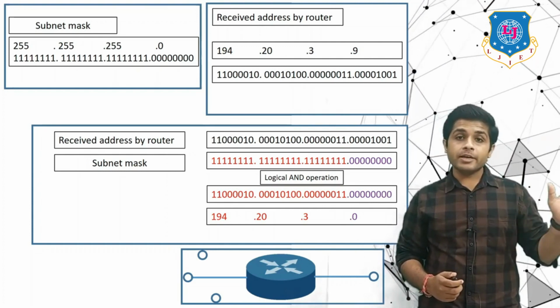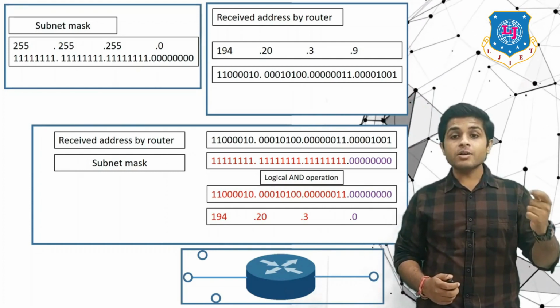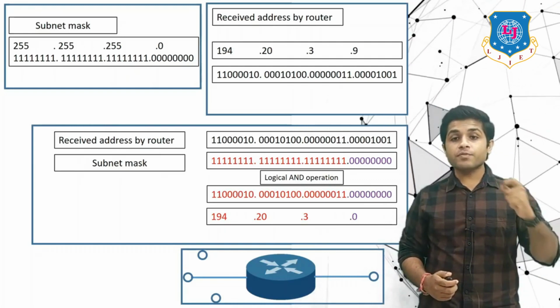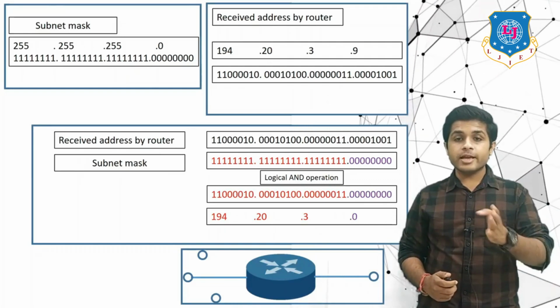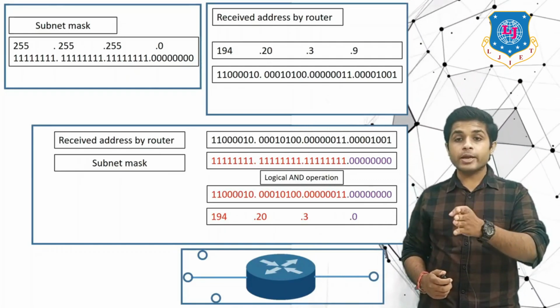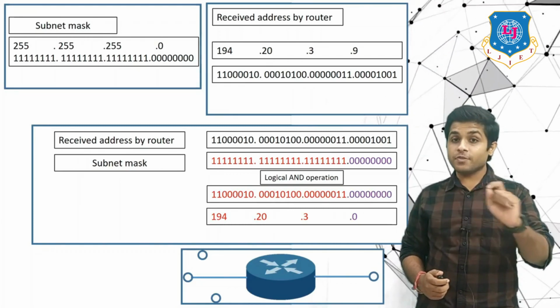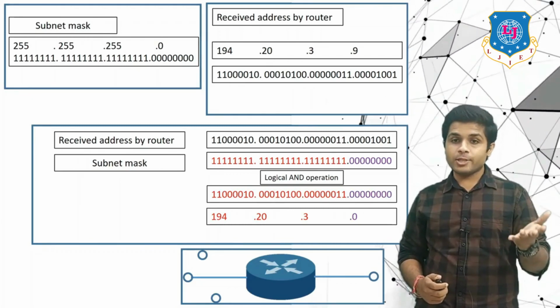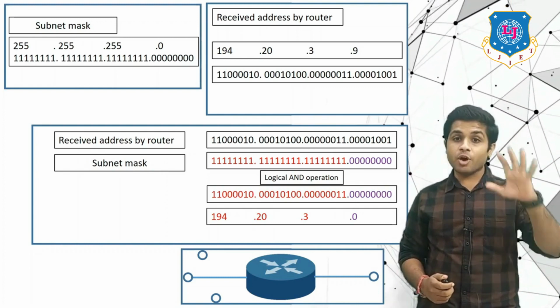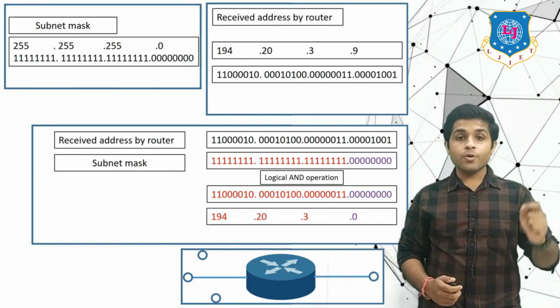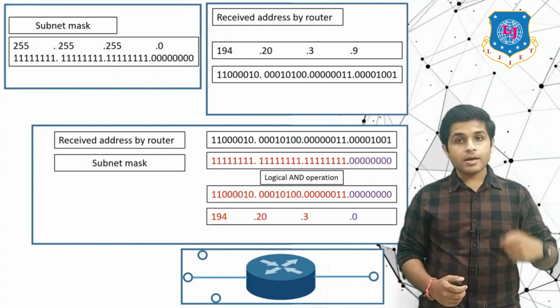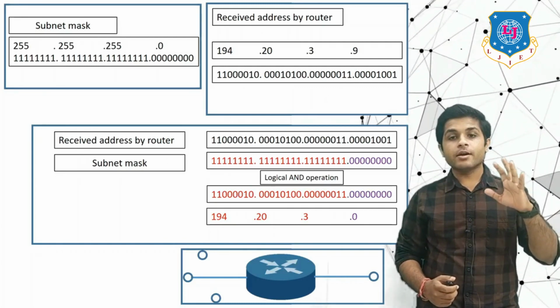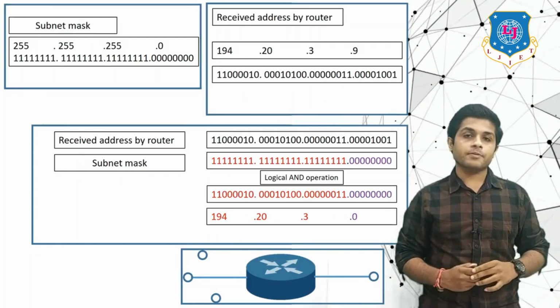So the received IP address was of any device in the network, but from that IP address and the subnet mask, the router has found the address of the network. You can see that the address of the network is 194.20.3.0. It is the first address of the network, and you know that the first address represents the whole network. So using the subnet mask, the router finds the IP address of the network.